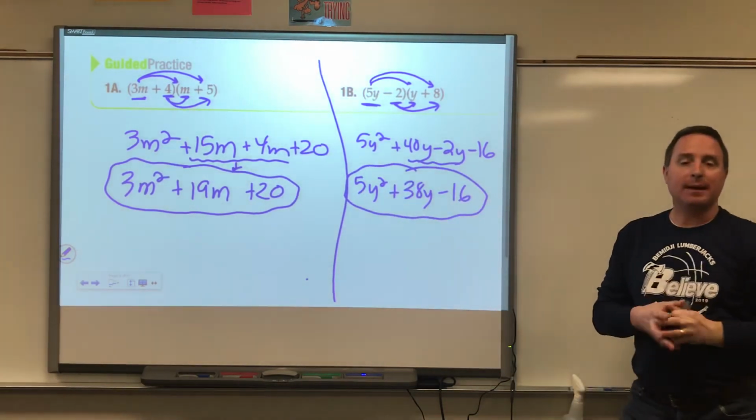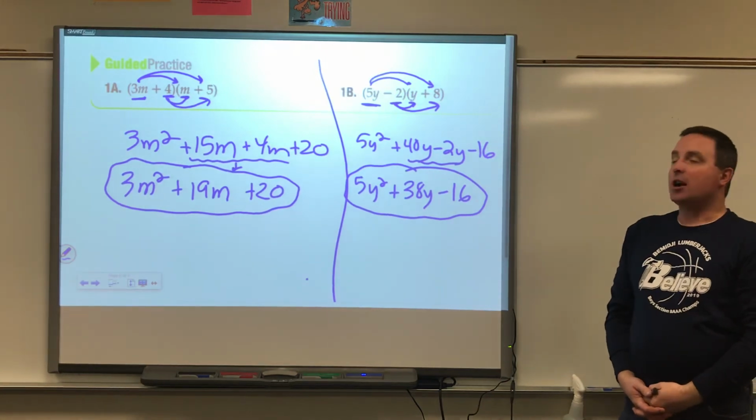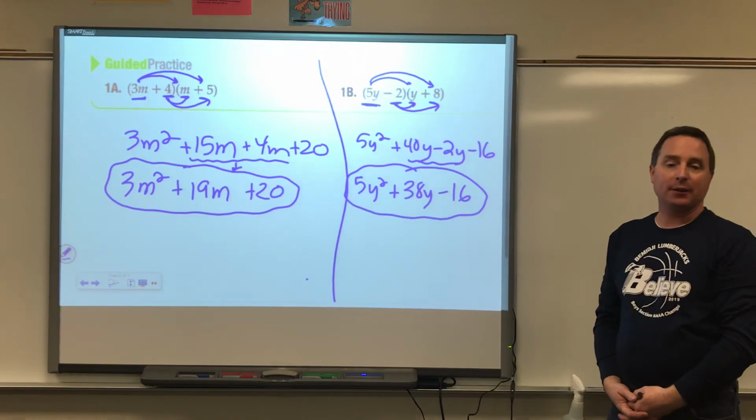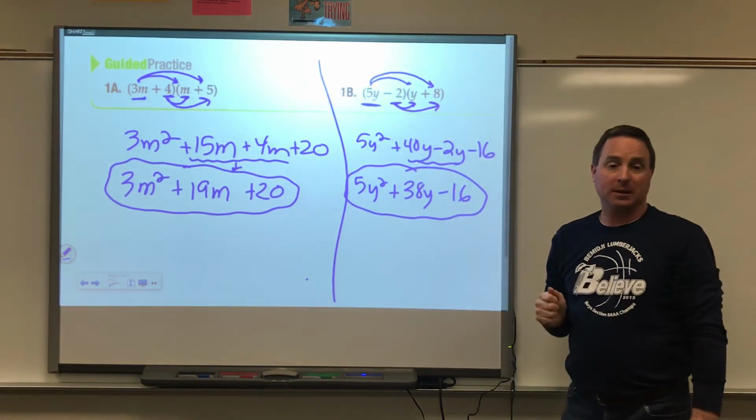And there's my answer. Okay, so again, this is called the FOIL process. Okay, and it works when we multiply two binomials together, a two-term and a two-term.